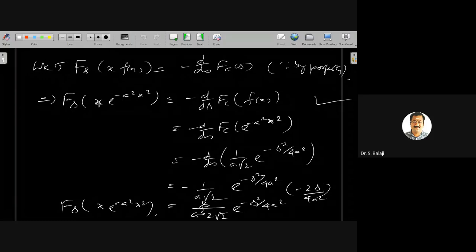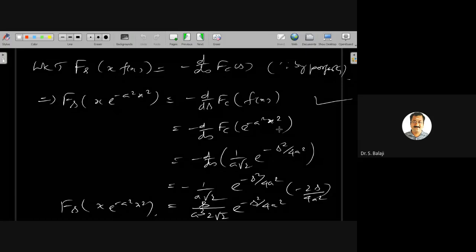Fs of x into e power minus a square x square. Instead of f of x here we have e power minus a square x square, therefore we can write minus d by ds of the Fourier cosine transform of f of x, that is nothing but e power minus a square x square.